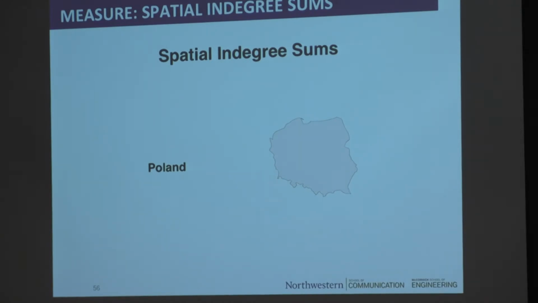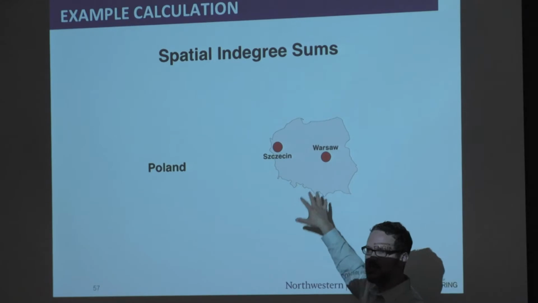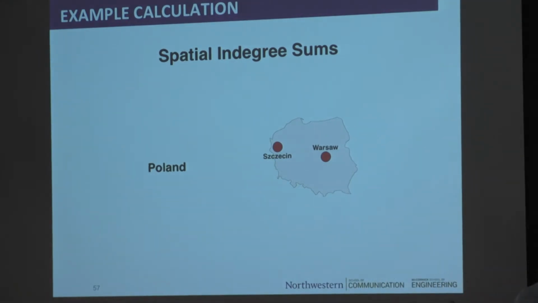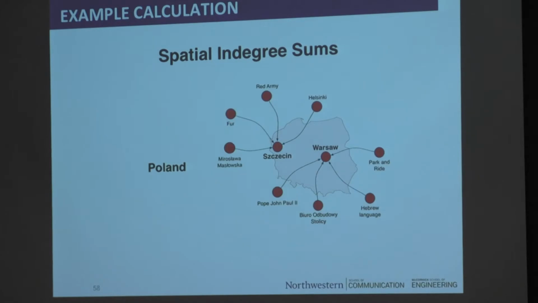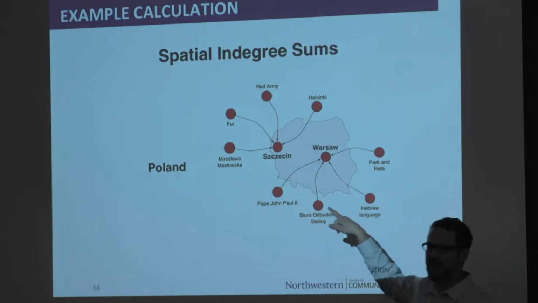Yeah, so we're using spatial in-degree sums, and what this does is essentially it measures a geographic region and how much it's being discussed, right? And you can think of this as a simple measure of something like geographic network centrality. So we have a geographic region. In this case, we're going to talk about Poland. And we have pages that are entities that reside within this geographic region, so Szczecin and Warsaw. There's actually many more cities in Poland, but this is a simple example, so let's start there. And then we look across the entire rest of the Wikipedia, and we see the extent to which the rest of the content in the Wikipedia is linking to the objects that are located within this geographic boundary, right?